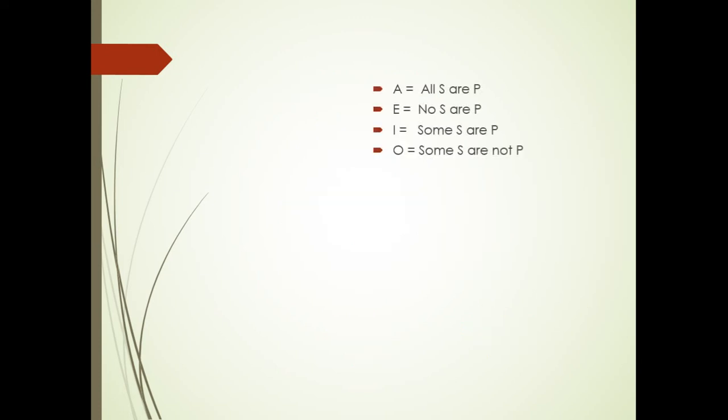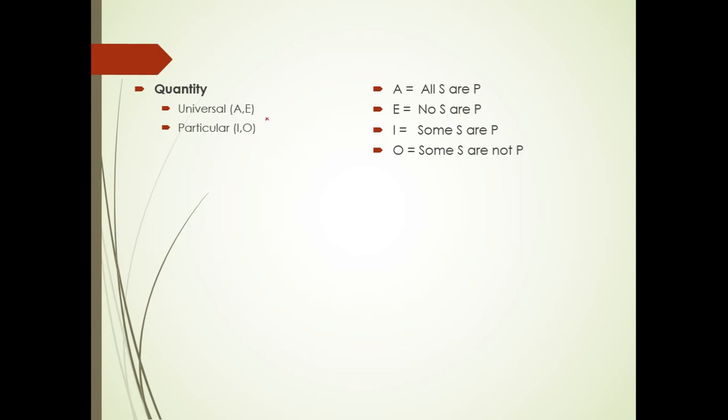Starting off, on the top right of the screen is the slide you saw a couple slides ago that had the A is all S are P, E is no S are P, I is some S are P, O is some S are not P. On the left, there's a thing called the quantity. And the quantity is either going to be universal or particular. The A and the E forms are universal. The I and the O forms are particular.